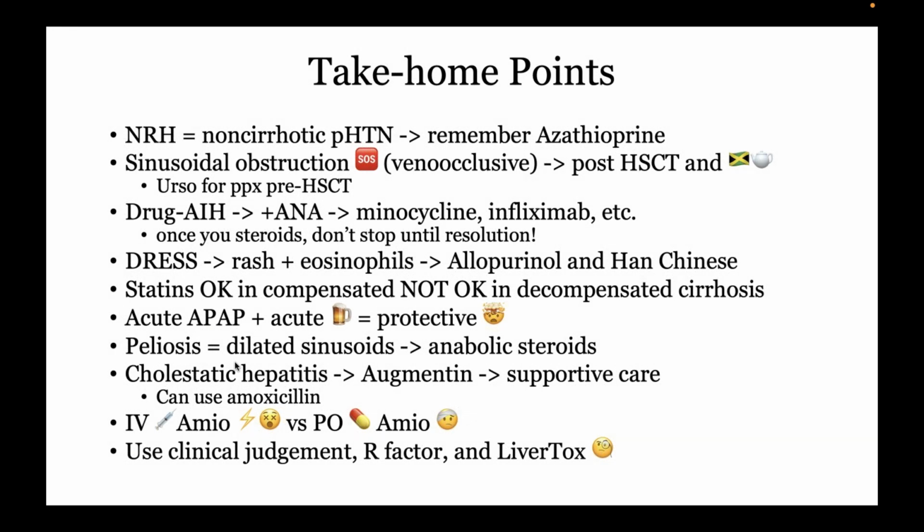Cholestatic hepatitis from Augmentin: supportive care, nothing to do. You can use amoxicillin instead. And IV amio, shock liver. PO amio can cause cirrhosis eventually, but really has better outcomes than the IV amio. And then finally, you really use clinical judgment, use the R factor, use LiverTox. This is my favorite. Even if you think you know it, they keep updating things, and it's nice to read it every time.